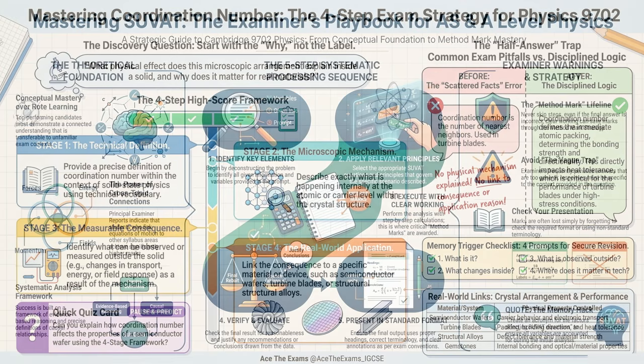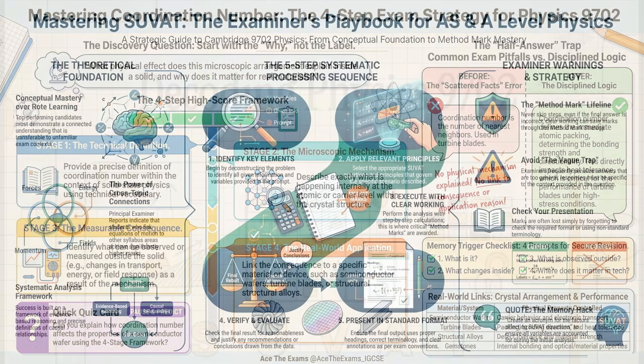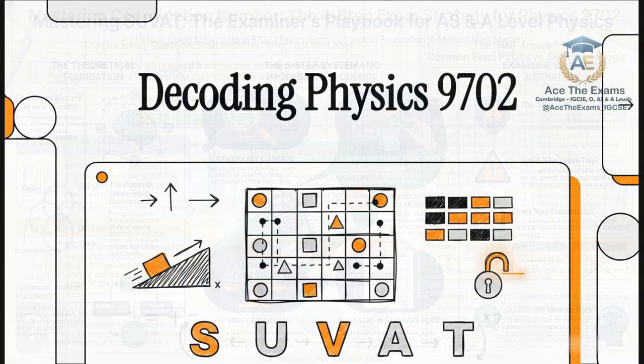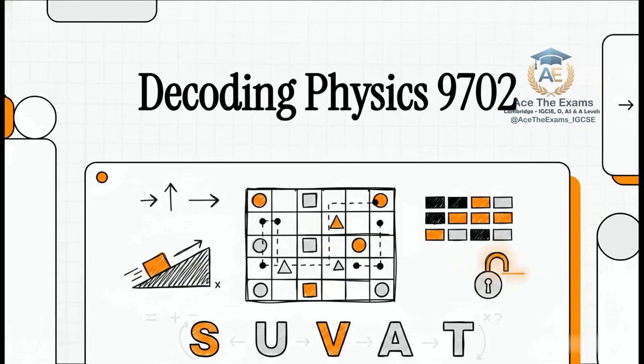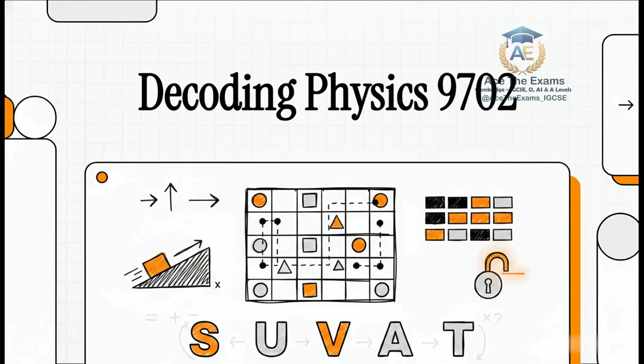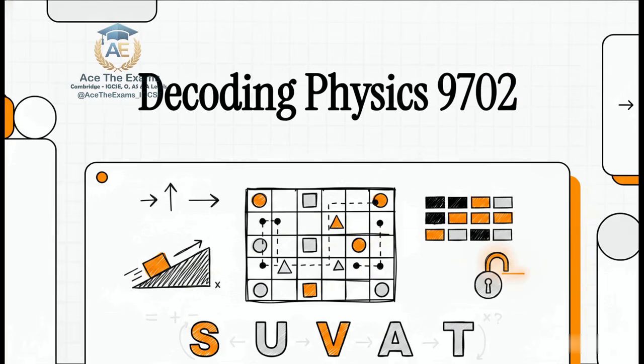Welcome to this explainer. Today, we are definitely not treating the Cambridge AS and A-level physics syllabus like some dusty, boring textbook. Instead, we're looking at it as a matrix of predictable patterns just waiting to be decoded. If you've ever stared down a uniformly accelerated motion problem, that intimidating wall of random numbers, and felt completely lost, well, you are in exactly the right place. We're going to crack the code on Physics 9702 today. Let's decode those famous SUVAT equations together.